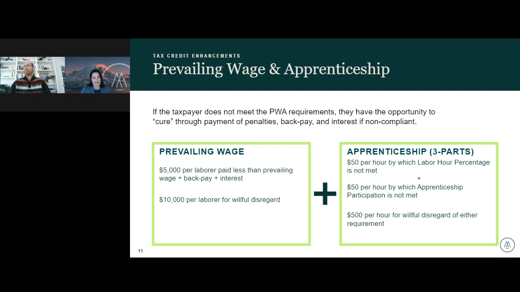Again, there's an enhanced willfulness penalty if the IRS deems that you are willfully disregarding this requirement, as in you did not show an attempt to engage apprentices on your project. And that enhanced penalty is $500 per hour. And that applies to both the penalty under the labor hour percentage requirement as well as the apprenticeship participation requirement.